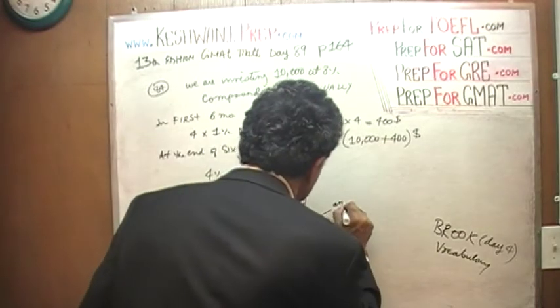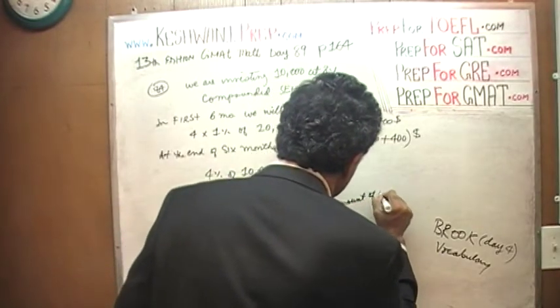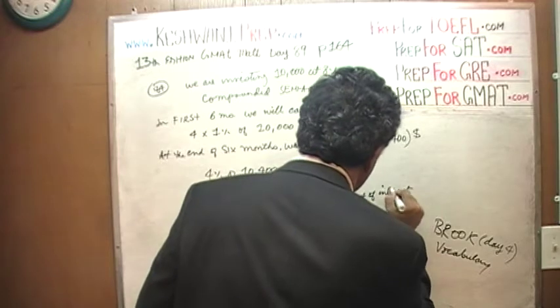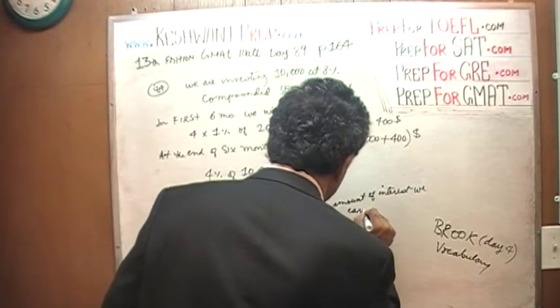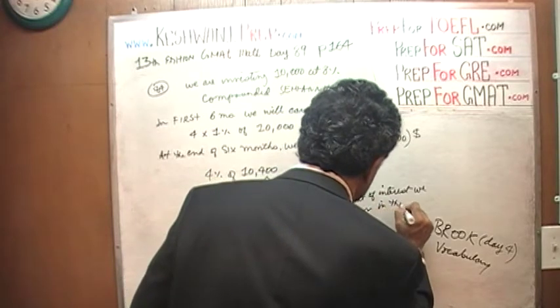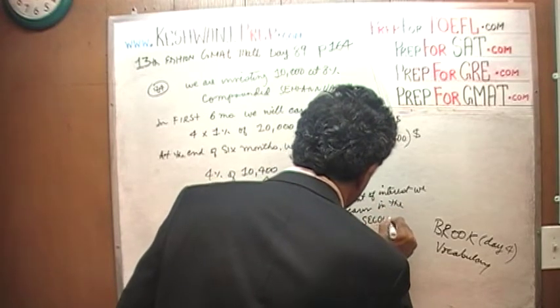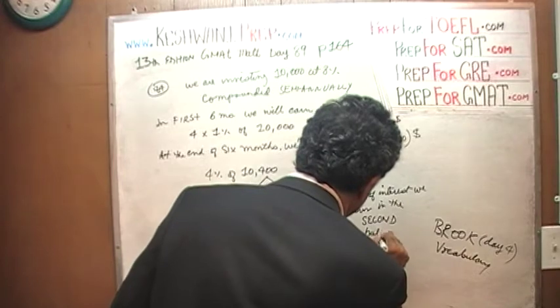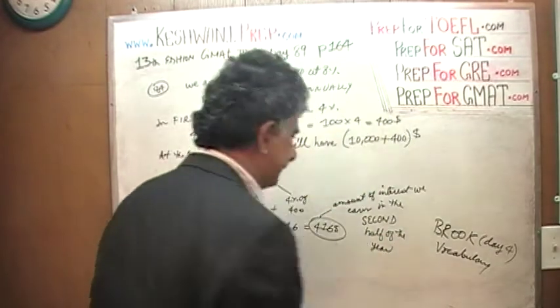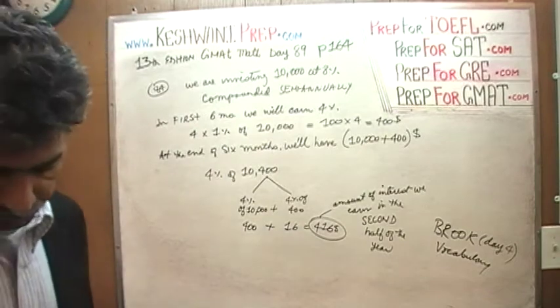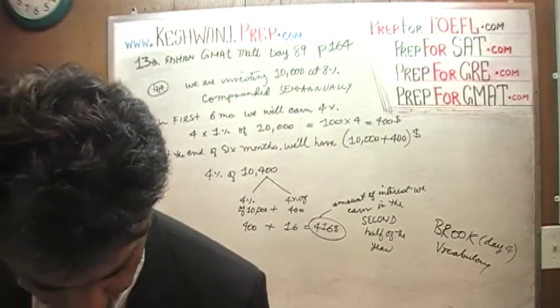The amount of interest we earn in the second half of the year. And the question simply is, what is the question asking? I think they're looking for total amount of interest earned.